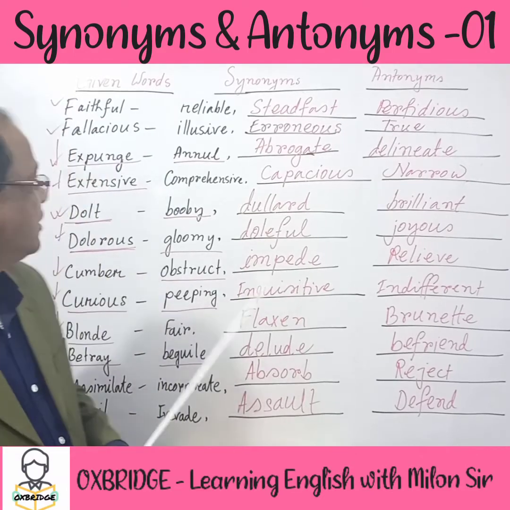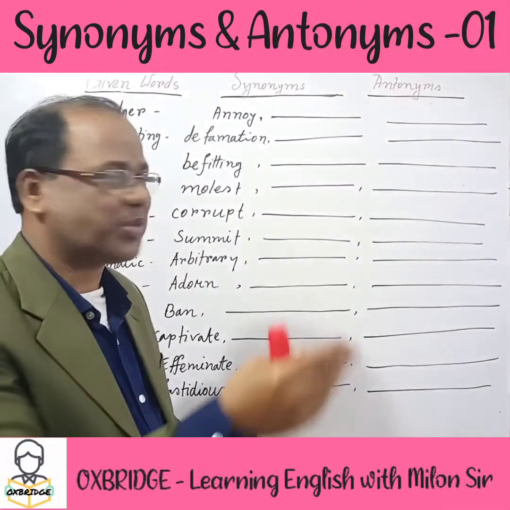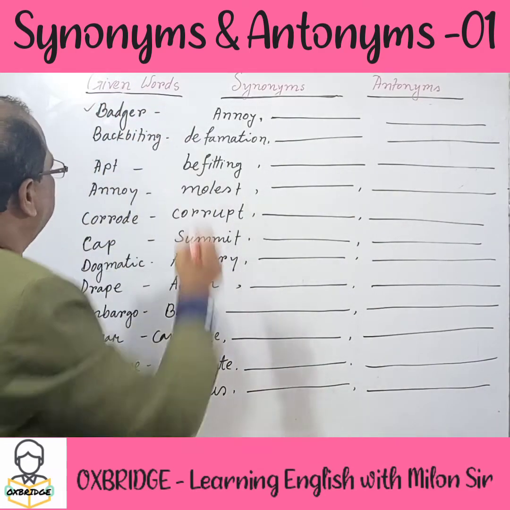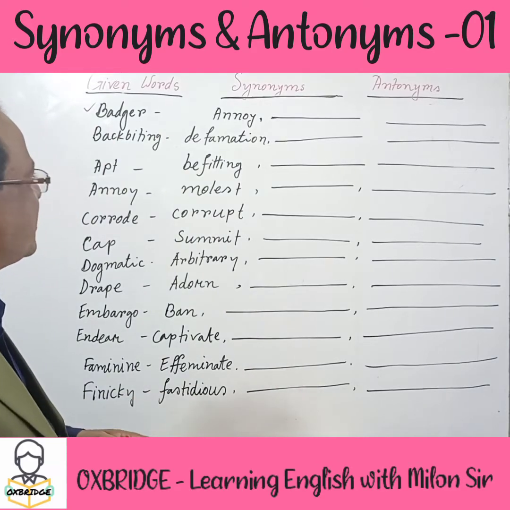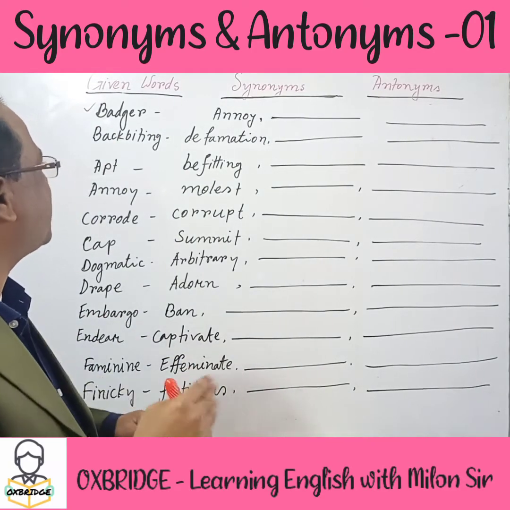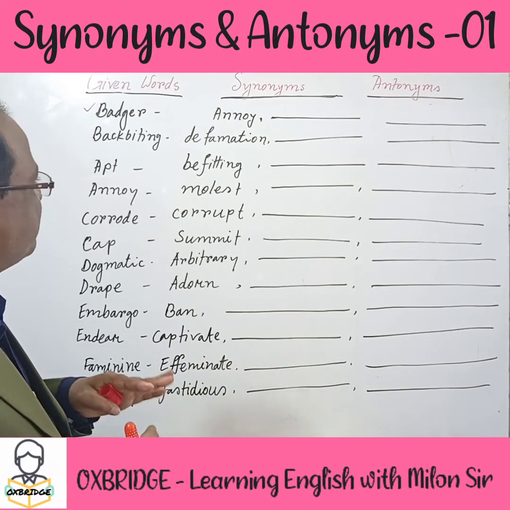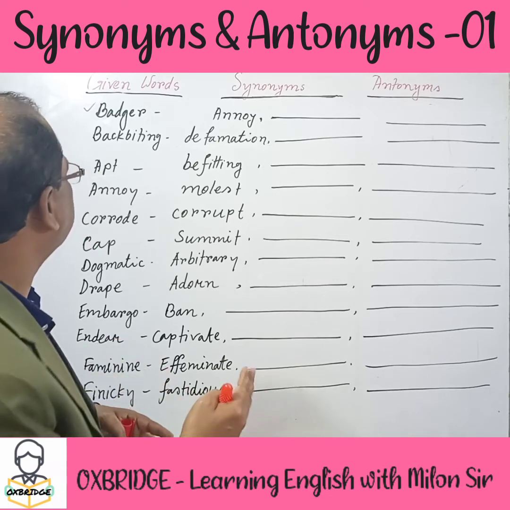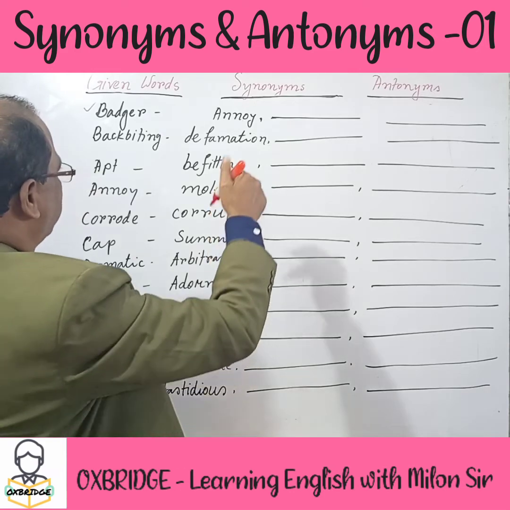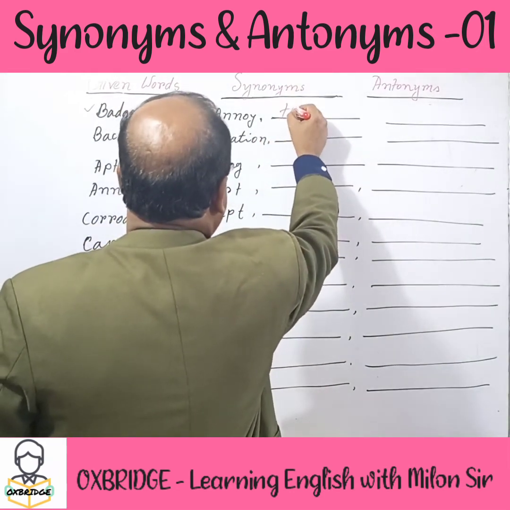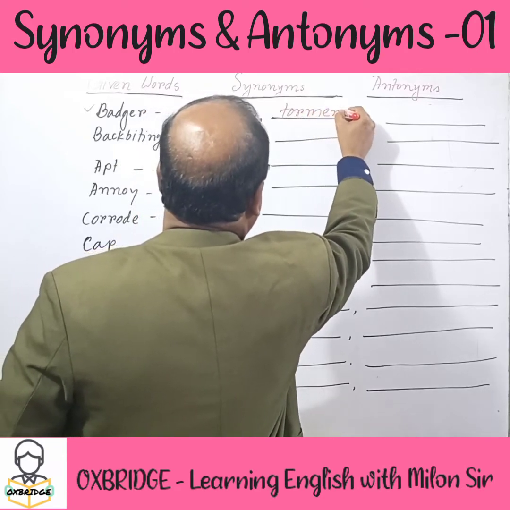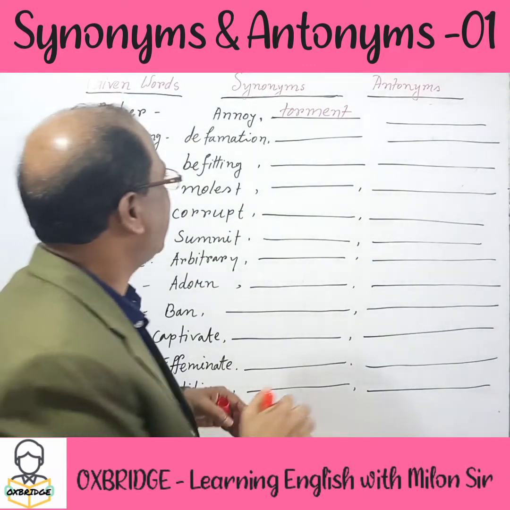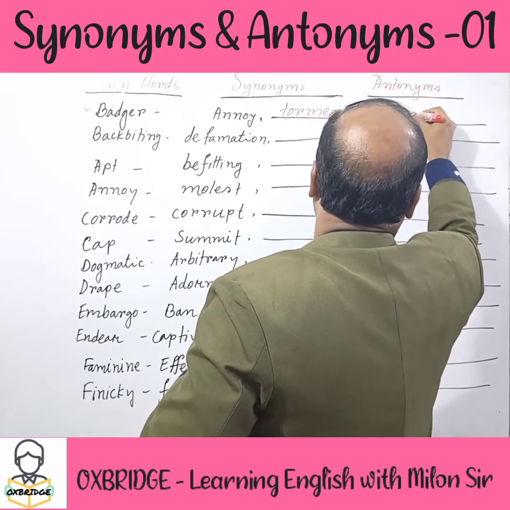Now let's go for the next one. Have a look on the board. The first one, baja. Baja means to annoy somebody or someone, or to disturb someone. So baja means annoy or disturb, and for more synonymous words you can write torment, T-O-R-M-E-N-T. So baja, annoy and torment are the synonymous words, and pacify can be the antonym of them.